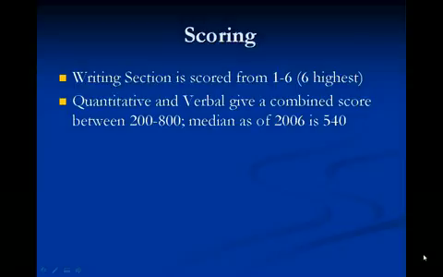The median score, as of 2006, is 540, and that also has been going up in recent years. About 10 years ago, it was 500, so that has been increasing gradually.